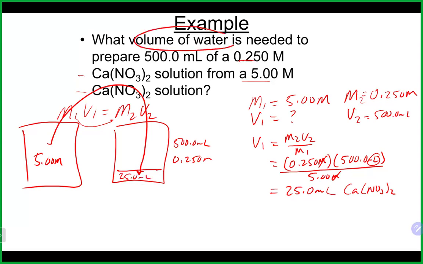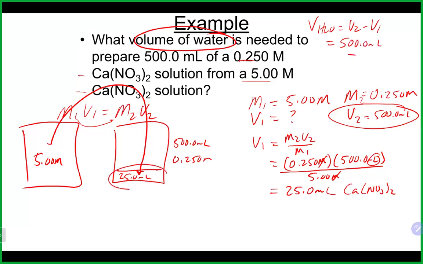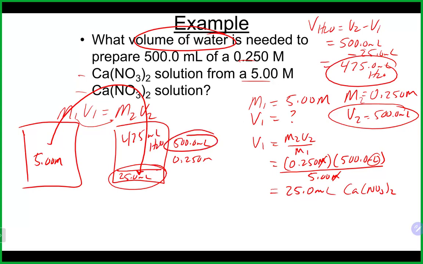In this case, we're interested in how much water we need to put in there with it. So again, the volume of water is typically V2 minus V1. Our V2 is our final volume, which is 500 milliliters. We already put in there our V1, which is 25 milliliters. That means about 475 milliliters of water needs to be added with that, and that will give us our total volume of 500 milliliters. And again, after you mix it together, you should have a solution that has a molarity of 0.25 molar.